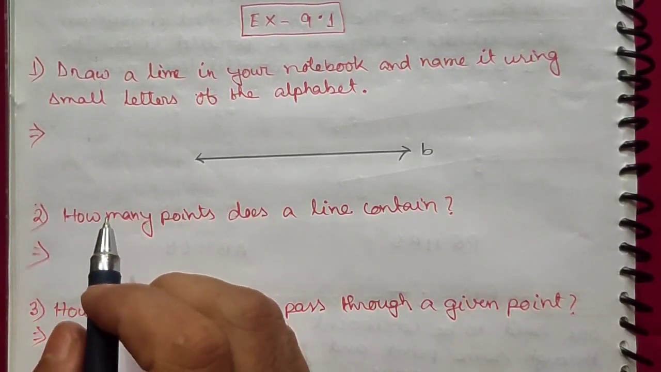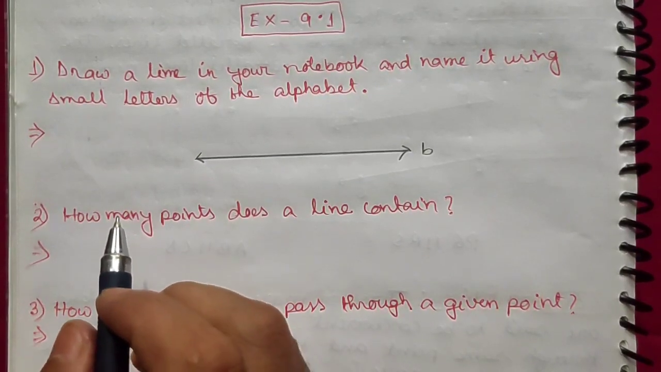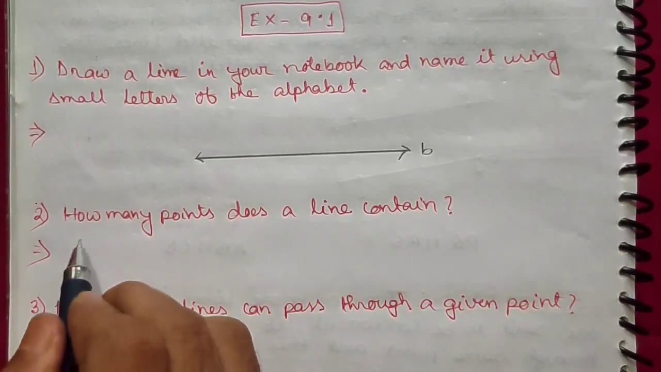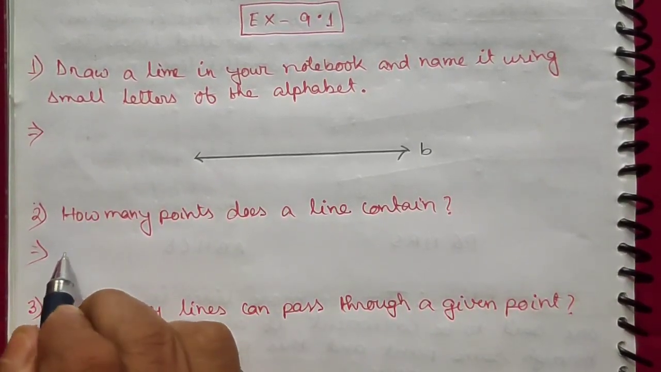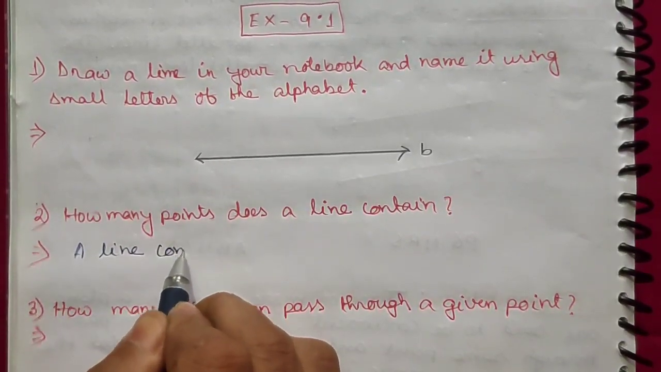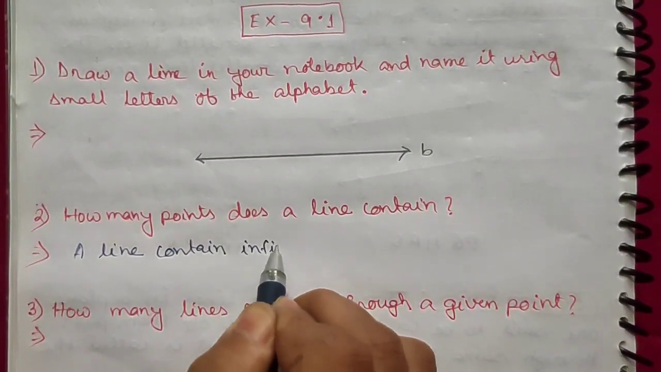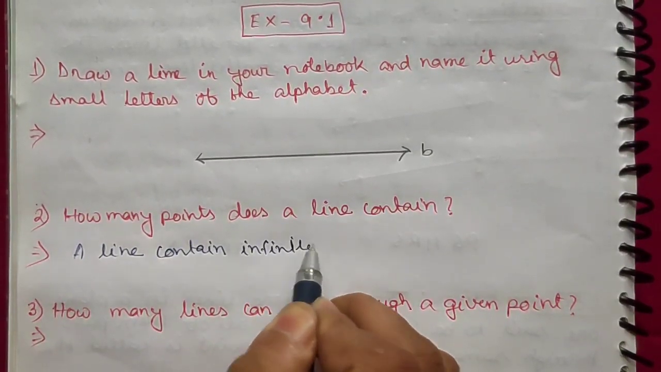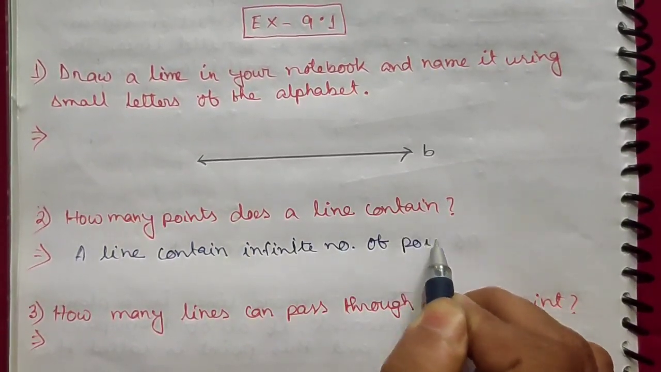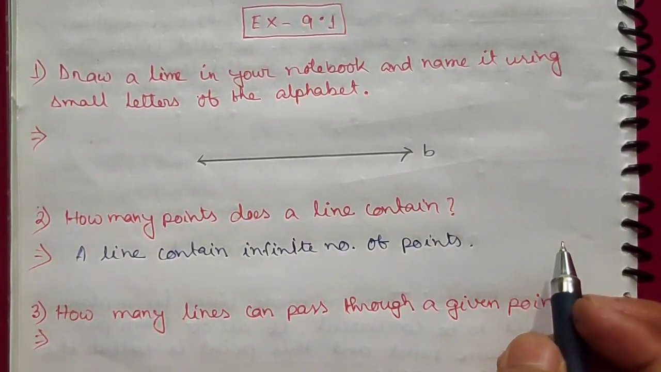In the properties of a line, we learned that there are infinite number of points in a line. So we'll write: a line contains infinite number of points. A line contains how many points? A line contains infinite number of points.